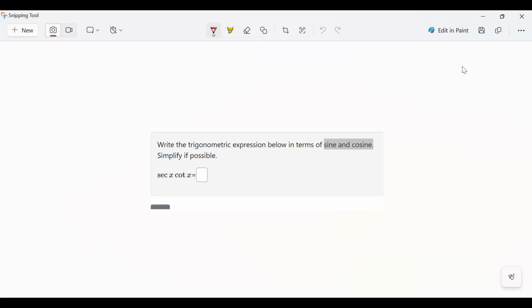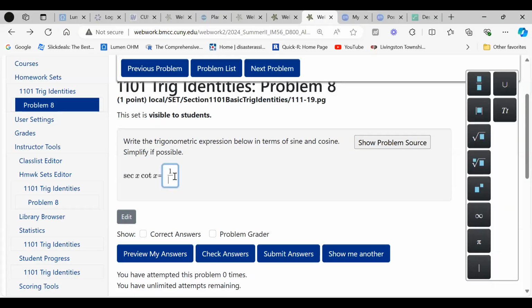All right, so let's quickly go over this. Secant equals 1 over cosine. Cotangent is cosine x over sine x. Here we cancel cosine x, so it's 1 over sine x. 1 over sine x is equal to cosecant x, but we just want the answer in terms of sine and cosine. That means that's what we want, right? So it will be 1 over sine x.